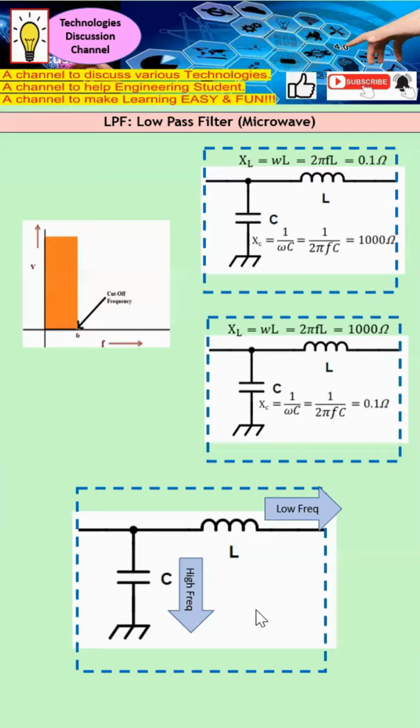So basically, this sums up what I want to explain. At low frequency, everything will pass and reach the output port, while at high frequency, the signals will be shunted to the ground and therefore will not appear at the output of the filter.